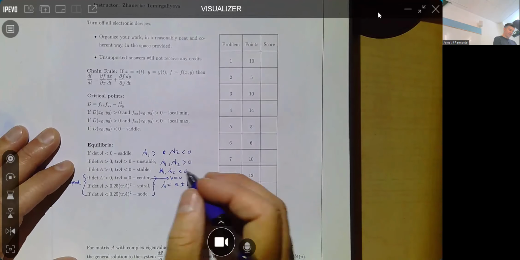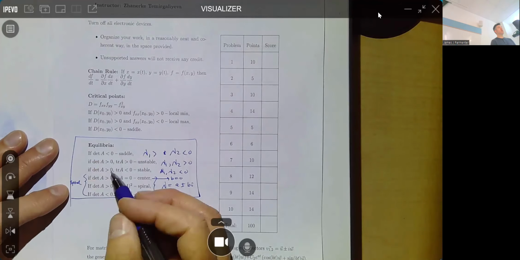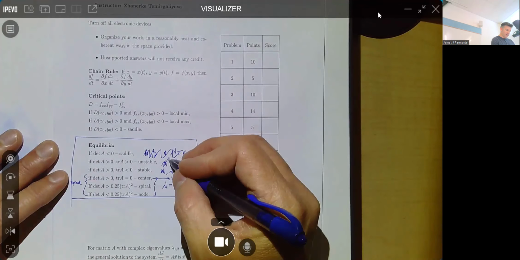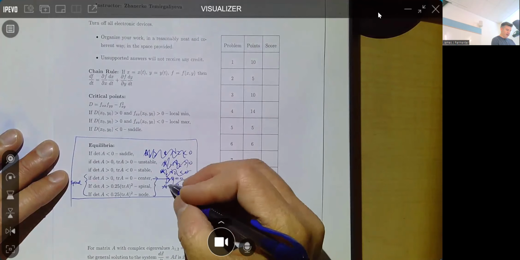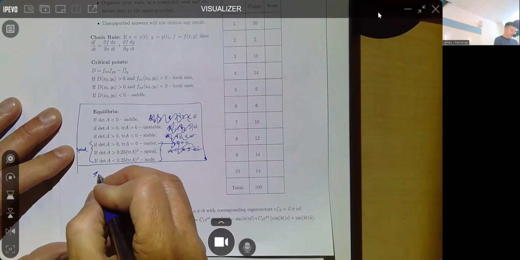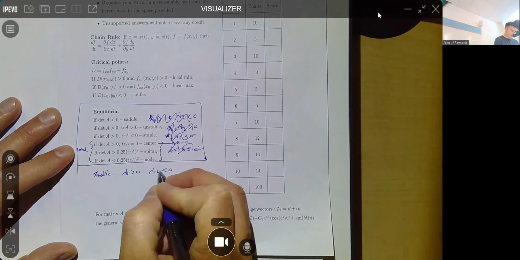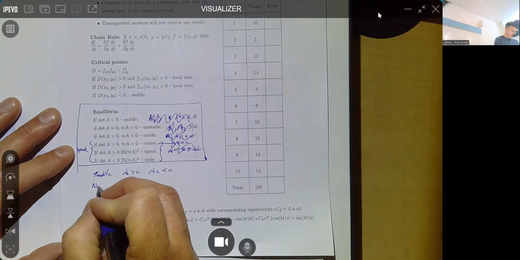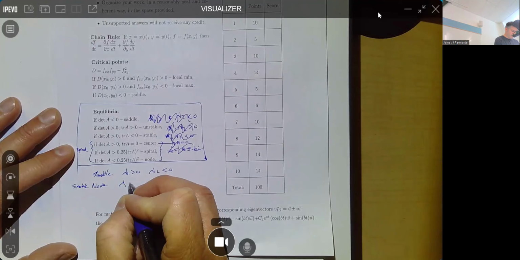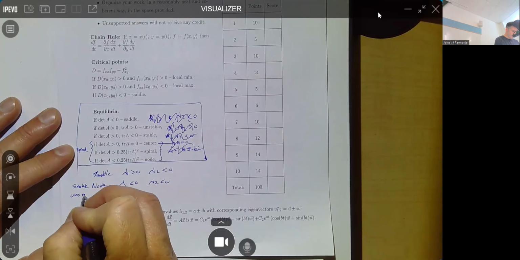So here's how I would do it personally. You can use this, it's great. I shouldn't have said all this though, really, over here. I would have just said, I like the 6 classifications personally. I'm going to say saddle, lambda 1 is positive, lambda 2 is negative. And then we have a stable node if they're both negative. We have an unstable node if they're both positive.